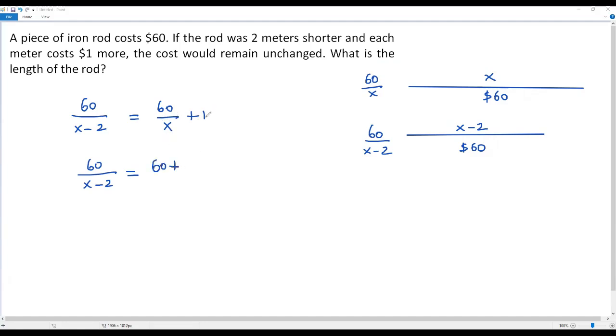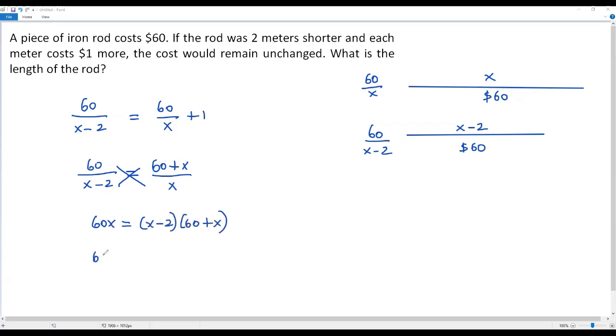So 60 plus 1 times x is just x. And now we can take this x as a common denominator. Okay, now what we can do is cross multiplication. So when I do cross multiplication, the numerator 60 has to be multiplied by this denominator, then I'm getting 60x. And this numerator has to be multiplied by this denominator, then I'm getting (x minus 2) times (60 plus x).